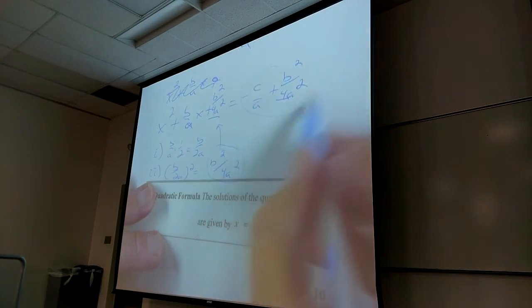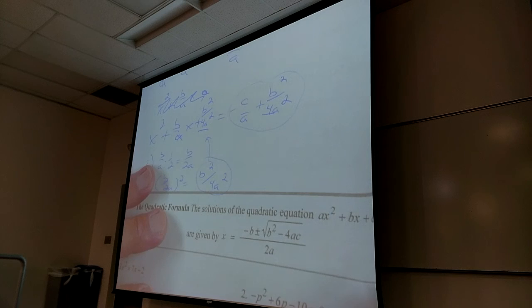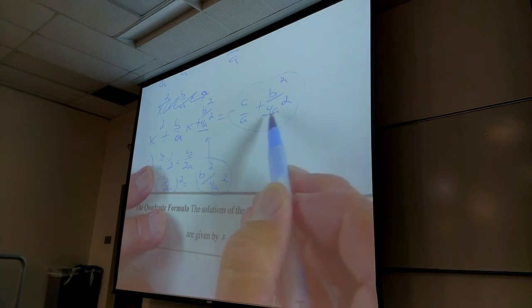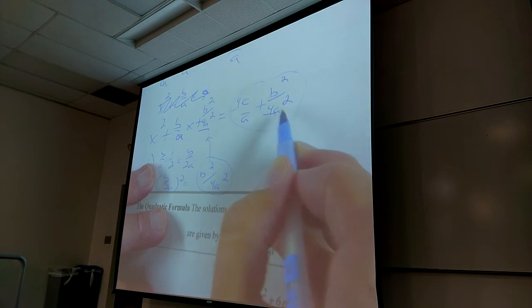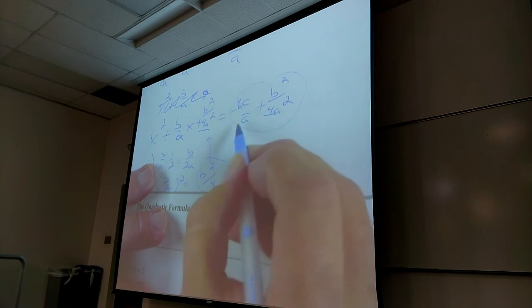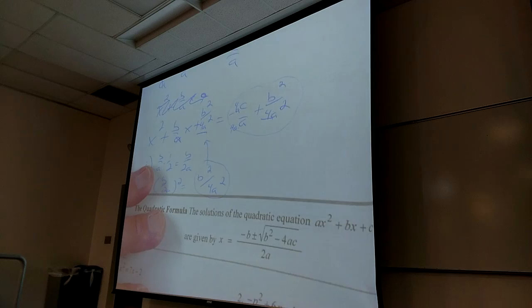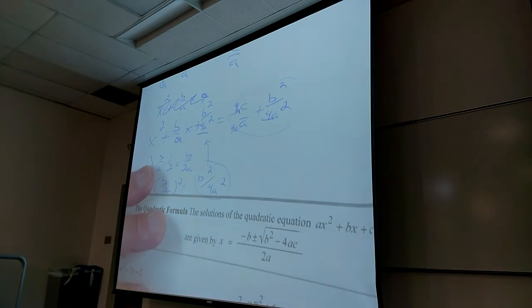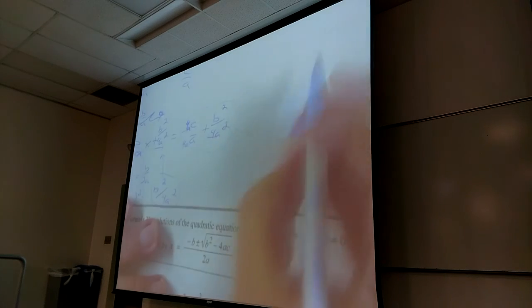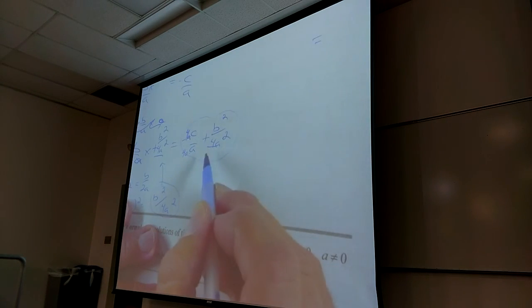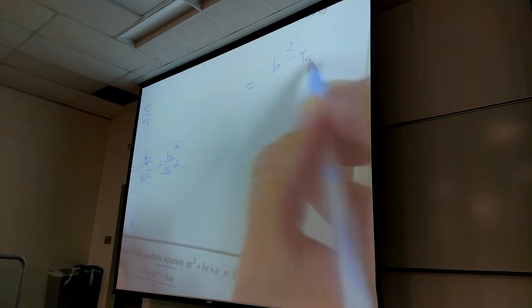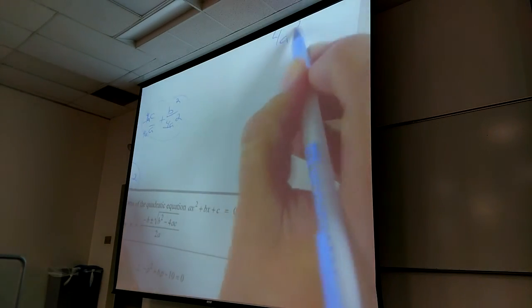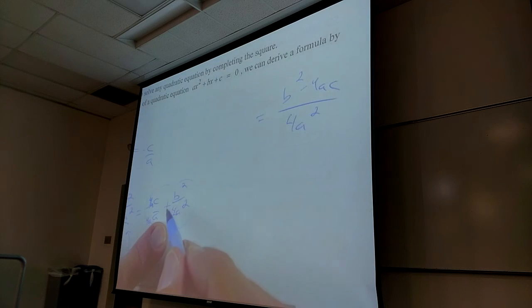What do I have to do on this side? How do you add those fractions? You have to have a common denominator. So this definitely needs a 4, and it also needs another a. That's trying to be a 4a up there. So on this side, this becomes b squared minus 4ac, which should sound very familiar to some of you, all over 4a squared. That's what that is right there. b squared minus 4ac all over 4a squared.